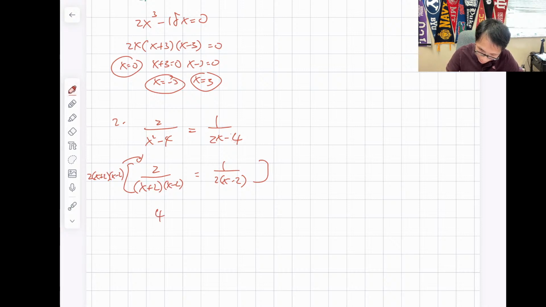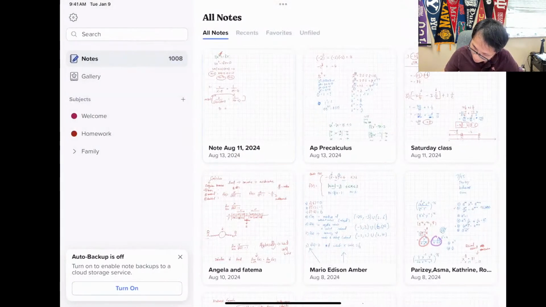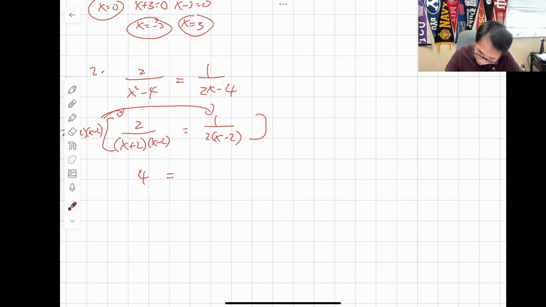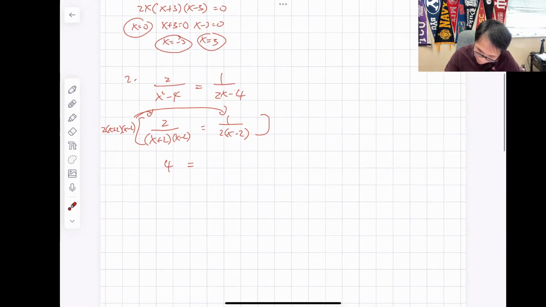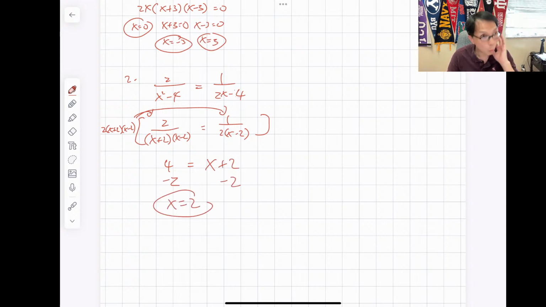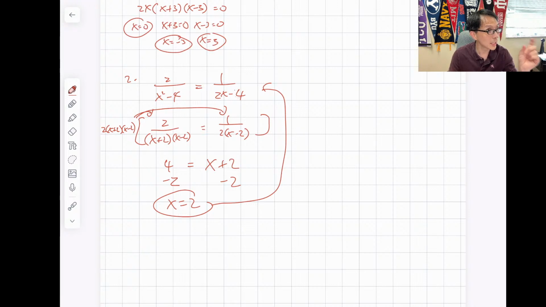So on this side, it's going to be 4. On the right side, the 2 and x minus 2 will cancel. Imagine if you multiply it here, then this x minus 2 and this x minus 2 cancel, 2 and 2 cancel. Then you're left with x plus 2, sorry. X plus 2, and you subtract 2, x equals 2. Now, why did I say no solution? Because you had to plug it back in. If it causes anything undefined, it's going to be extraneous. So therefore, this is going to be no solution.